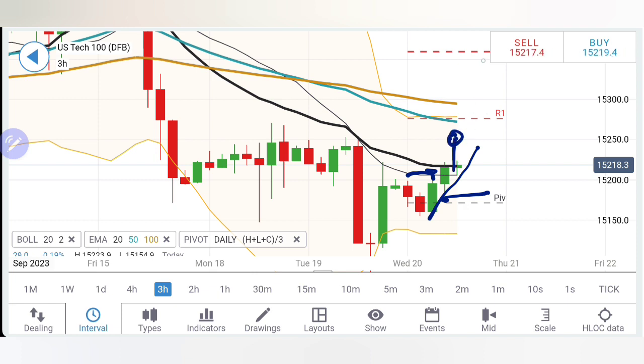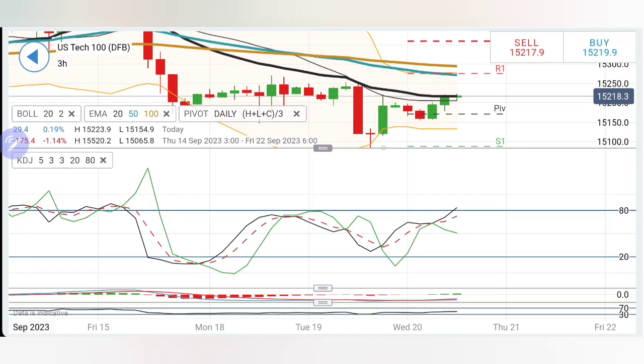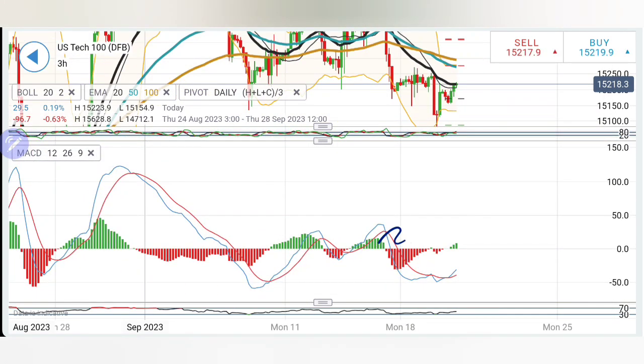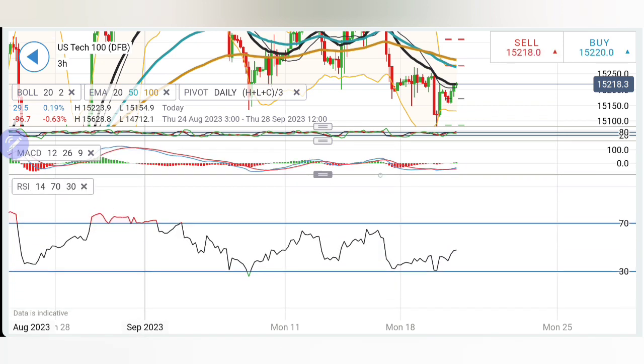Any breakout above this certainly will bring more bullish momentum, which is about 15,250, 270, 80 zone. Stochastic rising, MACD is divergent, MACD is bullish, it is looking upwards. See, this is what I have told you. It has formed a bottom, and possibly a rise from here can lead to a strong bullish momentum. Here you have to be careful.